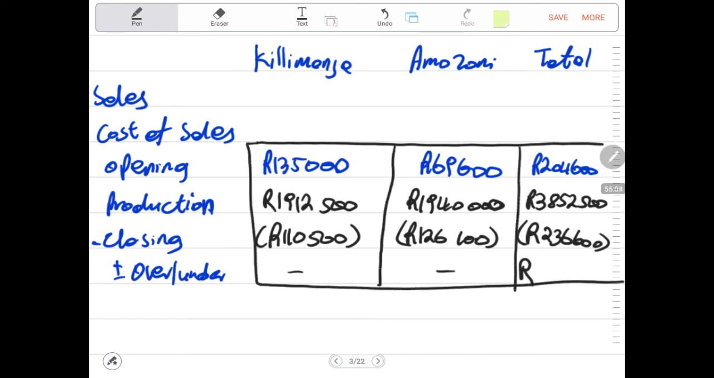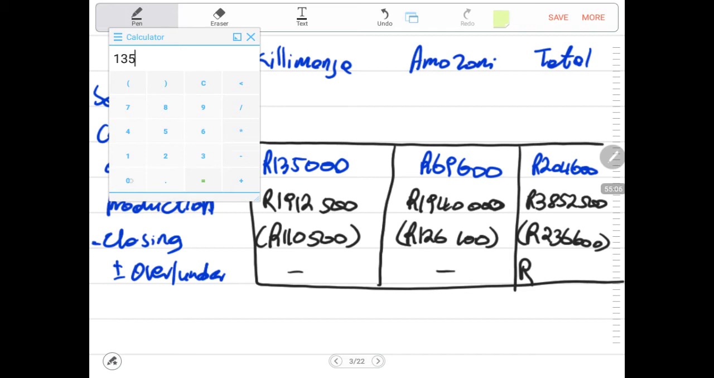Therefore, now we have our opening 135,000 plus our production 1,912,500 minus closing 110,500, which is a total cost of 1,937,000.